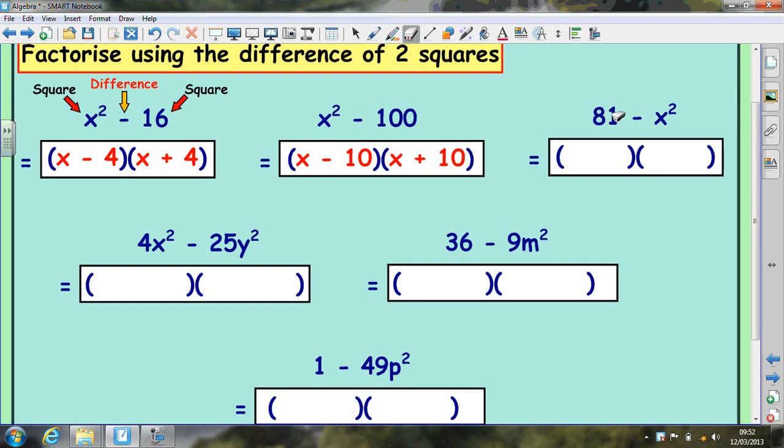Here we have the number first, which is 81, so we put the number first in the brackets. 9 times 9 makes 81. You want your x's at the end this time to make your x squared, and then your plus and your minus. Again, it doesn't matter which way around they are.